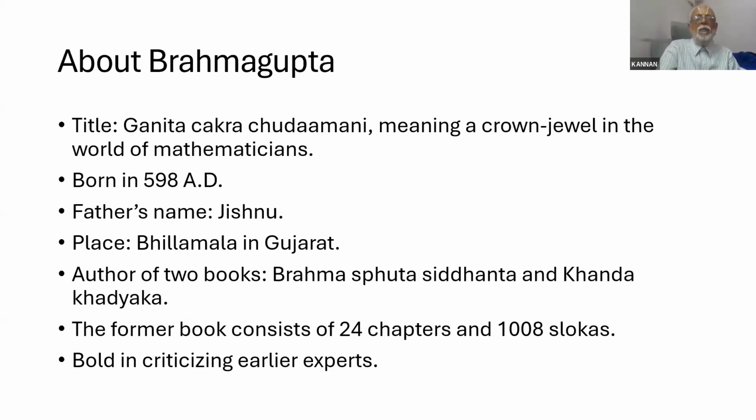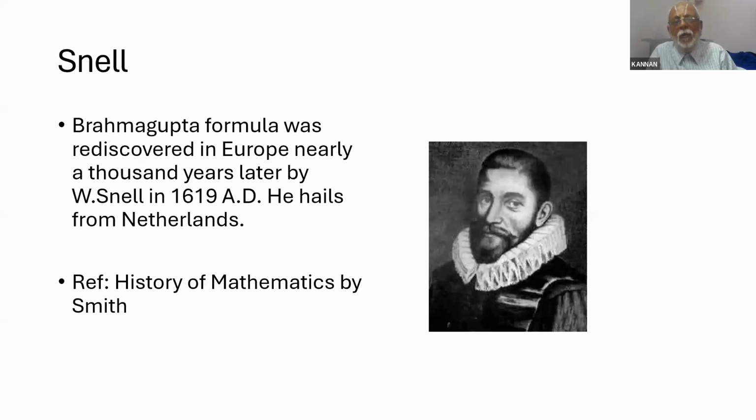This is about the history of Brahmagupta. Next is about W. Snell. The Brahmagupta formula, the area formula that we are now discussing, was rediscovered in Europe nearly 1,000 years later by W. Snell in 1619 AD. From where did I take this information? There is a book, History of Mathematics by Smith.